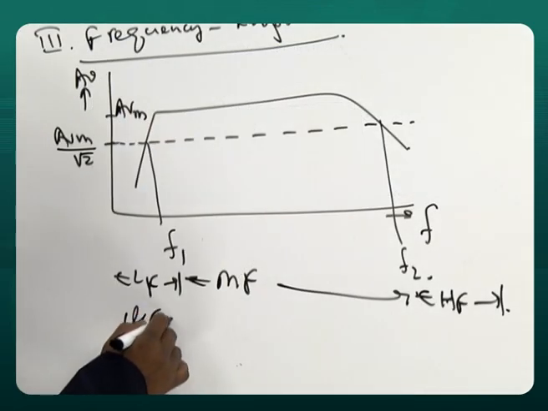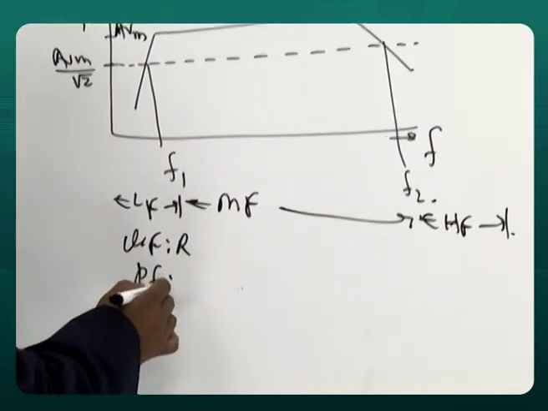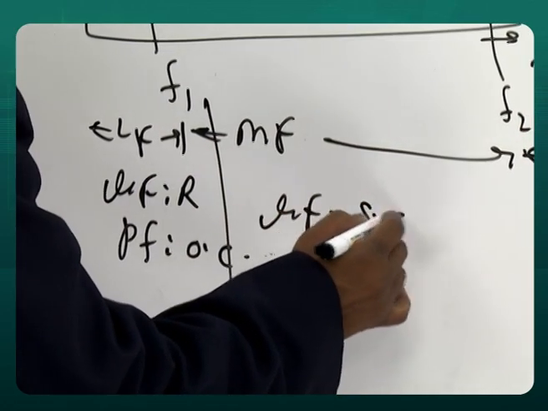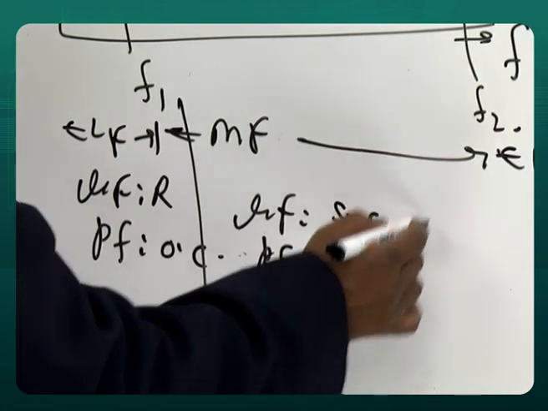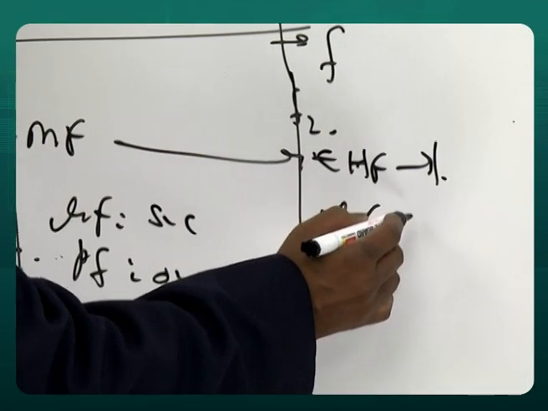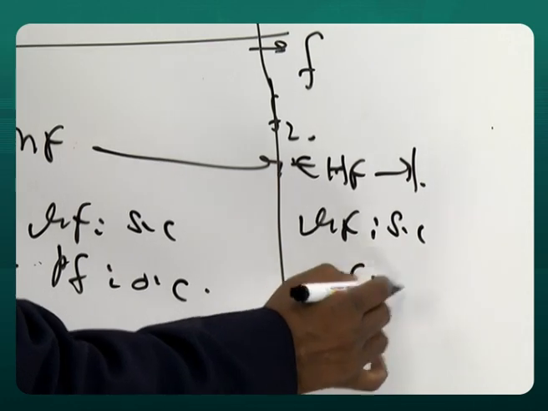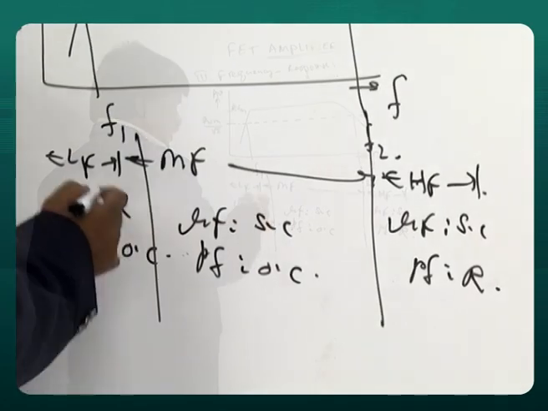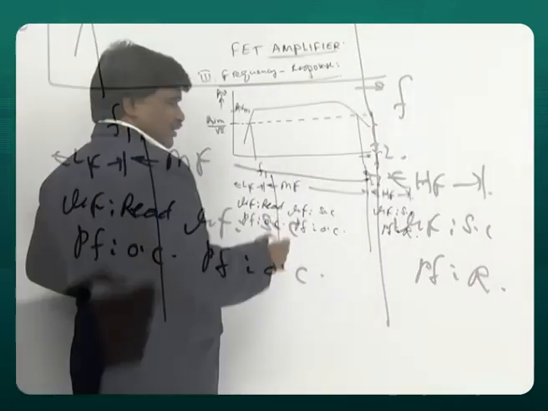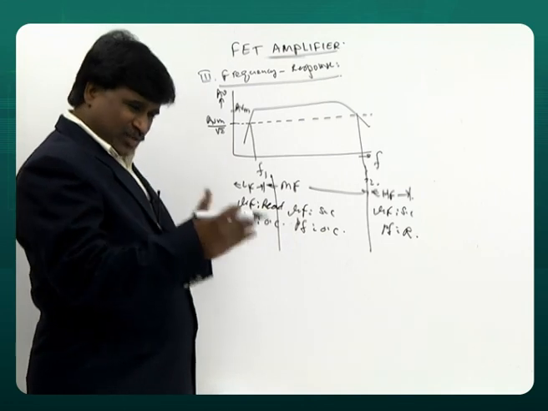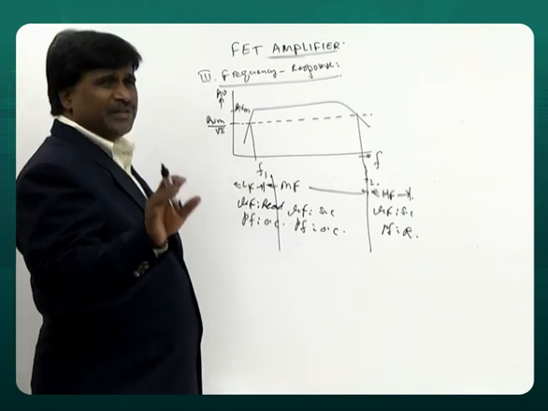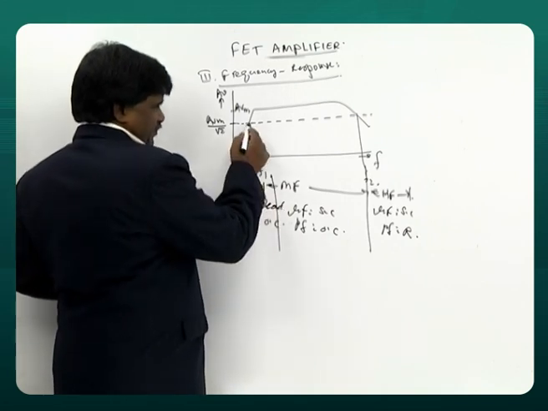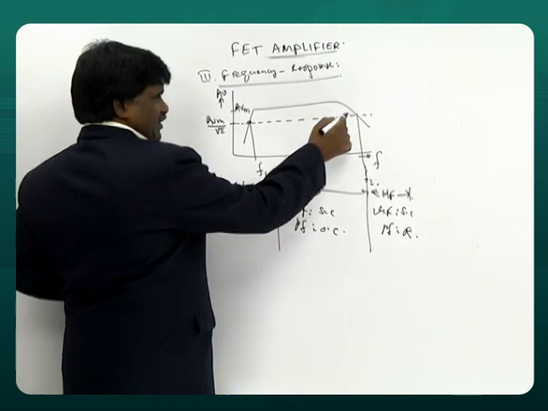Here microfarad is reacting, picofarad is open. In this region microfarad is short circuit, picofarad is open. In this region microfarad is short circuit, picofarad is reacting. The whole idea is here one of them is reacting. The word reactance is also a very interesting word. It reacts to what? It reacts to frequency. So this is reacting. This is also reacting.